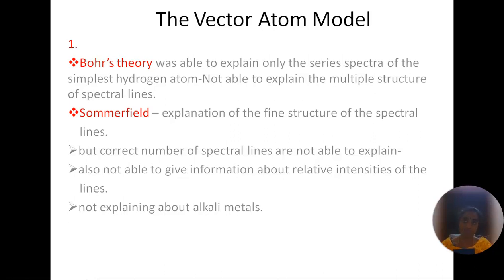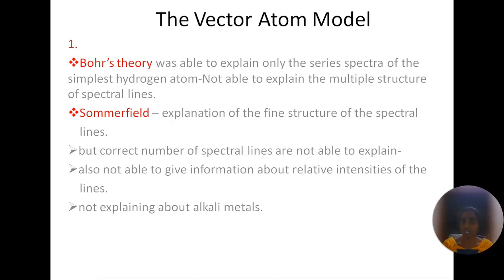Later, Rutherford's model had some drawbacks, which were overcome by Sommerfeld and Bohr. But Bohr's theory can explain only the series spectra of the simplest hydrogen atom. When we move to the complex alkali metals, the Bohr atom model and Sommerfeld atom model could not explain them. Even though we have many positive points in Bohr's and Sommerfeld's theories, a small drawback is that they cannot explain the series spectra of alkaline materials.